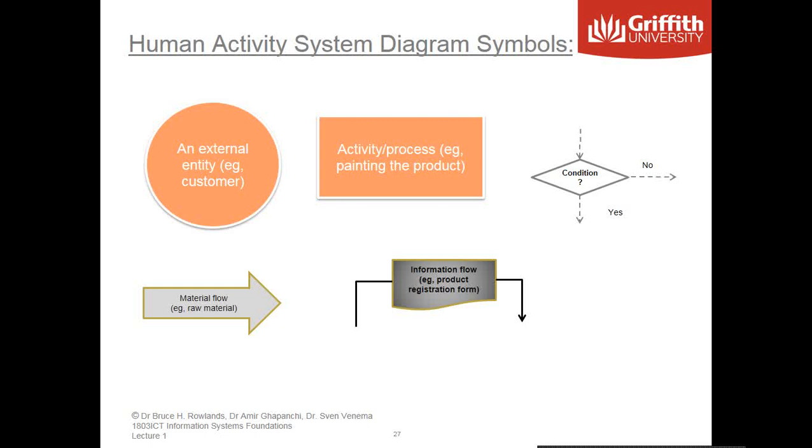Depending on whether the answer is yes or no, you will either do this thing or you'll do this other thing. There is an arrow there with material, and that one is basically just the material flow, a physical thing. And there's some information. It looks like a piece of paper that's kind of been ripped. Okay.